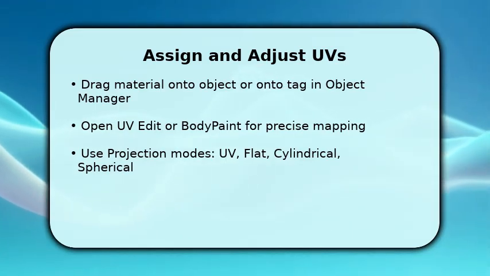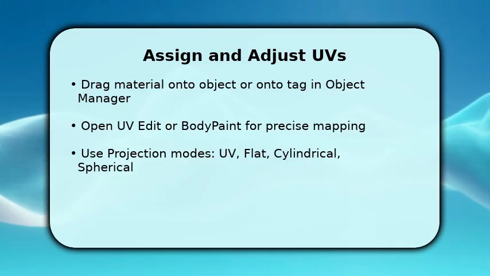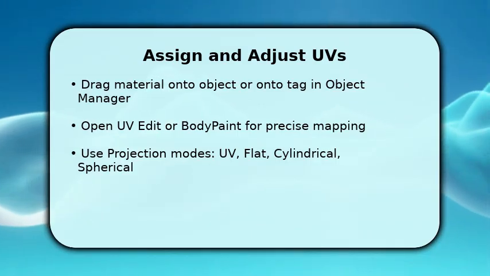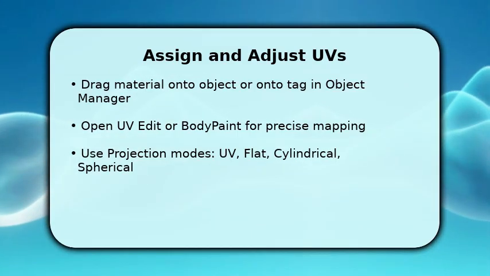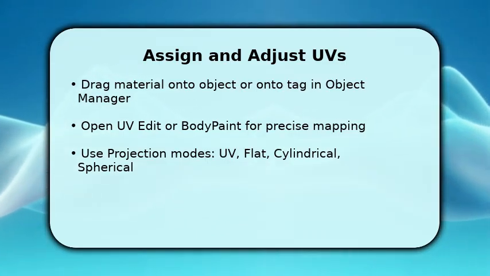Make sure to choose an appropriate projection mode: UV for custom maps, flat for planar surfaces, cylindrical or spherical for rounded forms. Then fine-tune tiling, offset, and rotation in the tag, so the texture aligns perfectly with geometry and lighting.